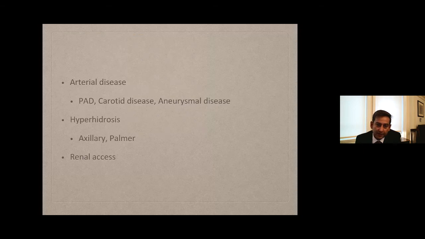Apart from varicose veins, I also treat arterial disease, peripheral arterial disease, carotid disease, aneurysmal disease, hyperhidrosis. I offer Botox treatment for hyperhidrosis in the axilla and also offer venous access treatments.